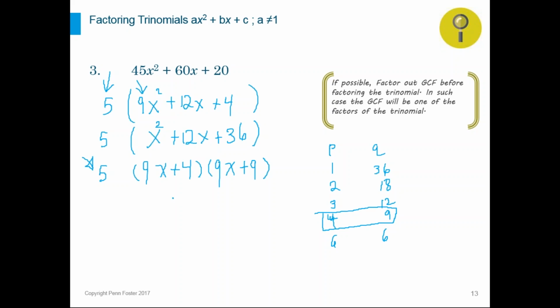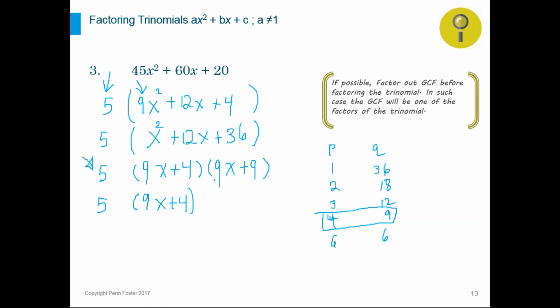Okay, factor out a greatest common factor from both binomials. I still have my 5. I'm not going to cancel it out. This is part of my solution. Okay, 9 and 4, nothing common. So this factor will stay as is. So far I have 2 factors.